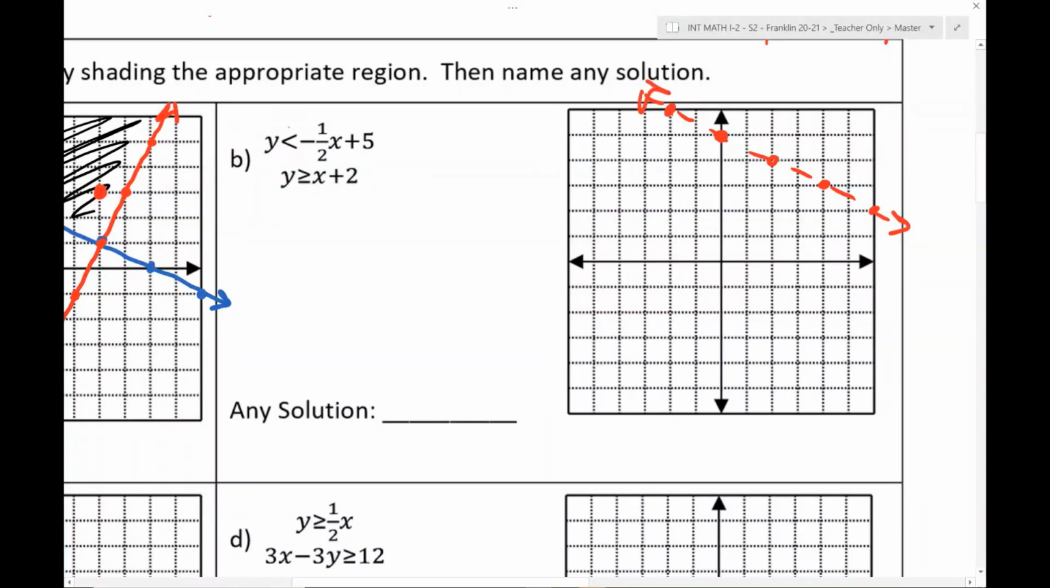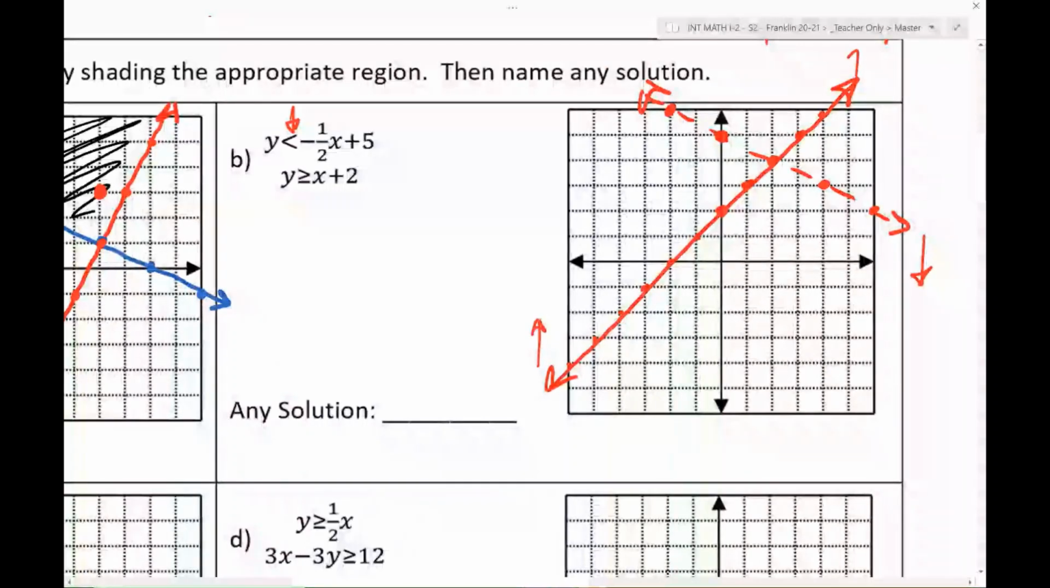Okay, and it is less than, so it is being shaded down. So let's just remember shaded down on that one. Okay, next equation. Greater than or equal to x plus 2. This one starts here at 2. Slope is 1, so up 1 over 1, or down 1, left 1. It uses a solid line. And it is greater than or equal to, so it is shaded up from that line.